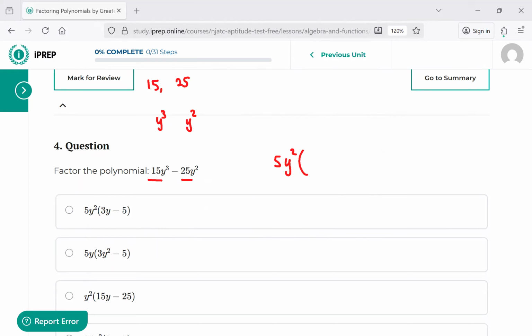Okay. Now go back. We can't change our problem. So what do you have to multiply 5y squared by to get the first term, 15y cubed? You're going to need a 3, and then you're going to need a y. And then it's going to be minus. And then what do you have to multiply 5y squared by to get 25y squared? Well, you're going to need another 5 and no more y's. 5y squared and 3y minus 5. This one.